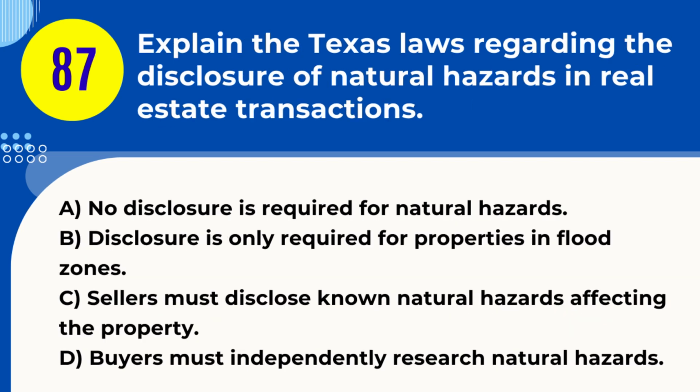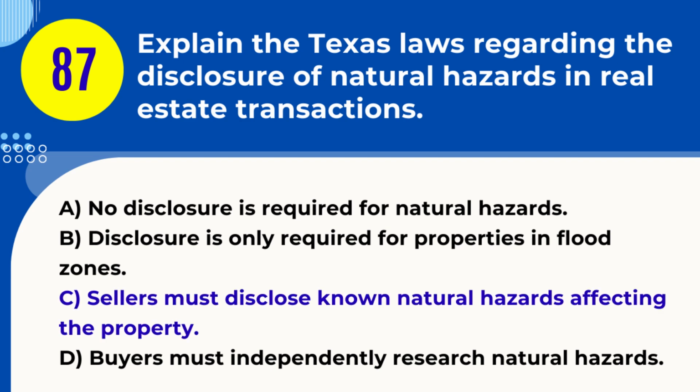Question 87. Explain the Texas laws regarding the disclosure of natural hazards in real estate transactions. A. No disclosure is required for natural hazards. B. Disclosure is only required for properties in flood zones. C. Sellers must disclose known natural hazards affecting the property. D. Buyers must independently research natural hazards.